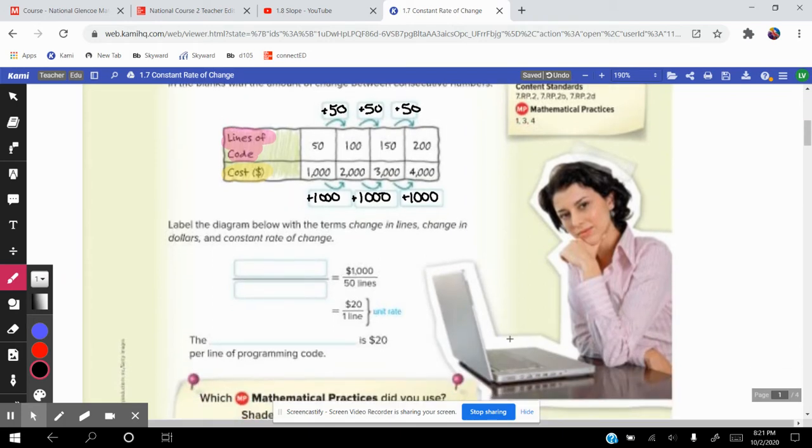So the $1,000 is the change in dollars. I got this by looking at my information up here, and the cost is the one that is $1,000. Then for the denominator, the 50 lines, that's going to be change in lines.